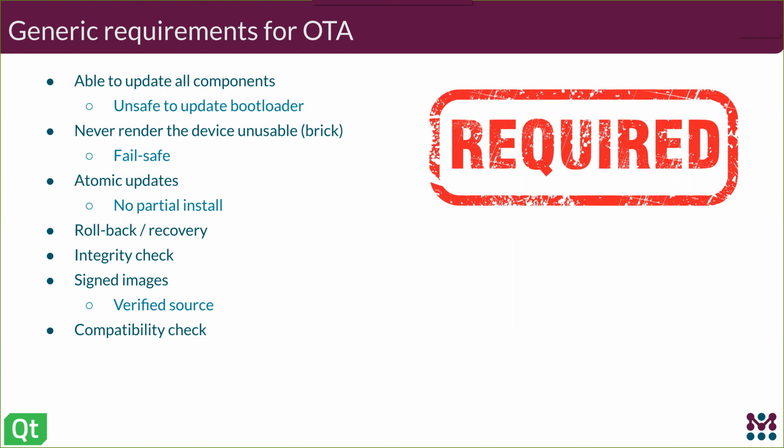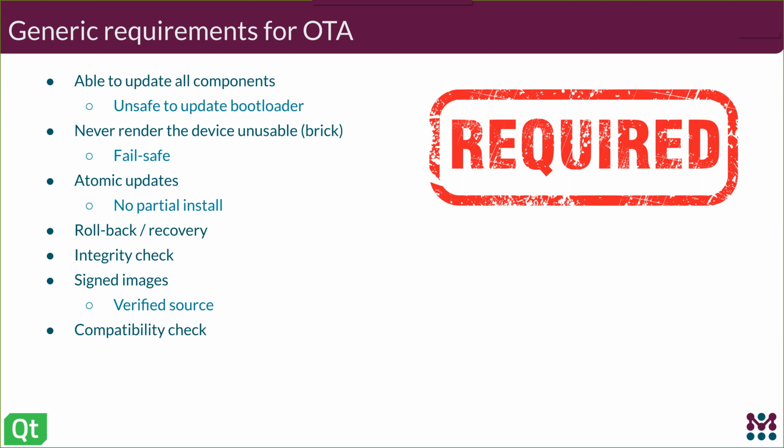Never render the device unusable. If you deploy a software update, no matter what happens, the device should not be bricked or unusable. If you lose power while you are doing an over-the-air software update, the device should always roll back to its previous working state.